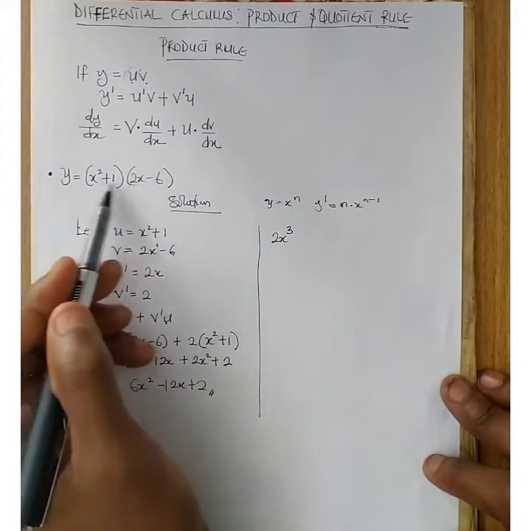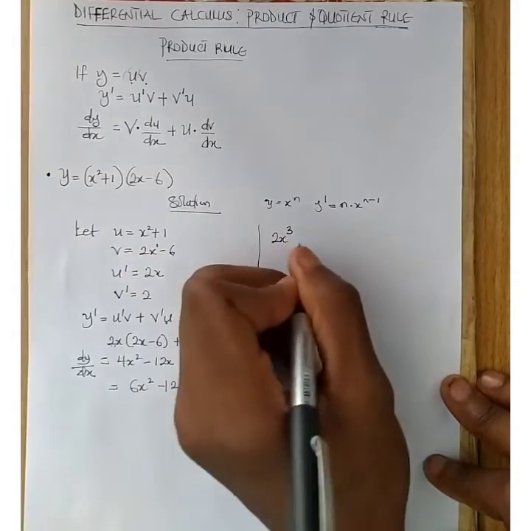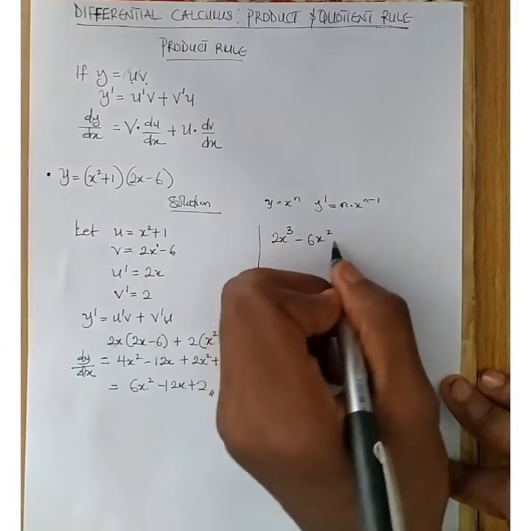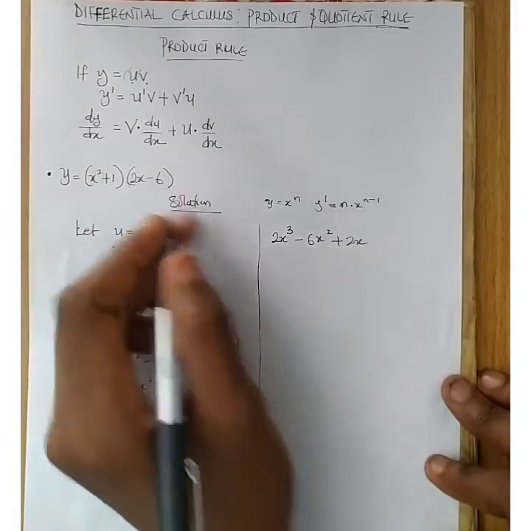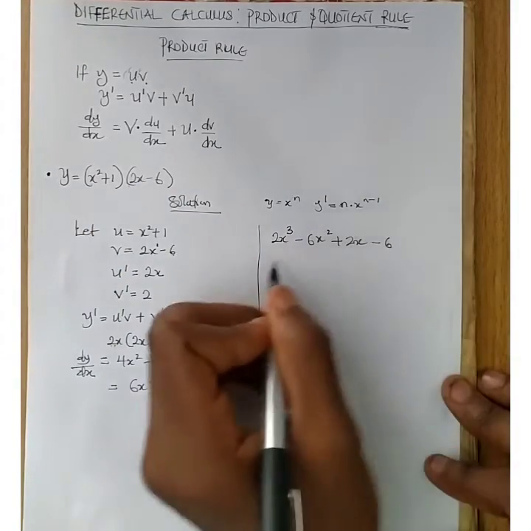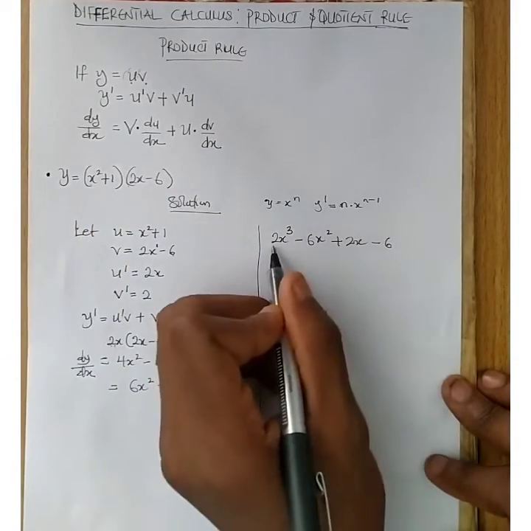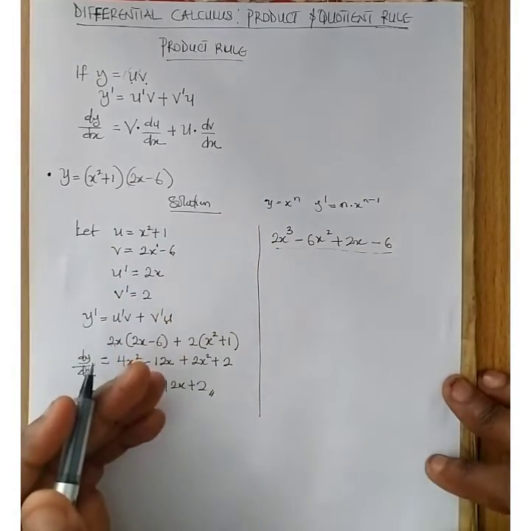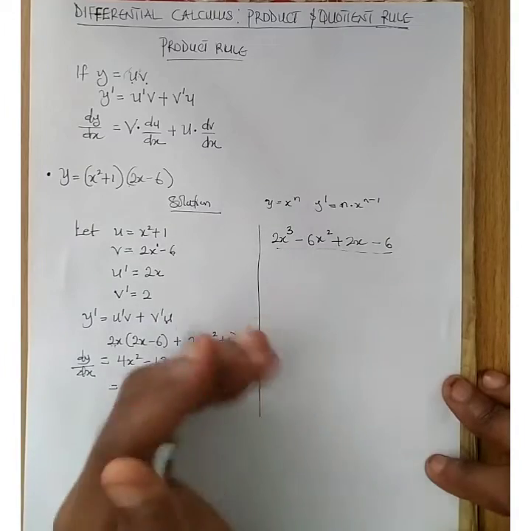Yes, 2x cubed. X squared times minus 6 gives me minus 6x squared. 1 times 2x gives me 2x, and 1 times minus 6 gives me minus 6. Now I can differentiate this straight ahead instead of going through the product rule, but any that works for you, you can do that.